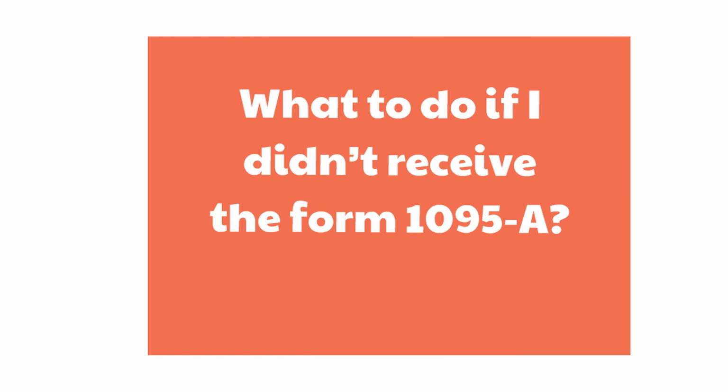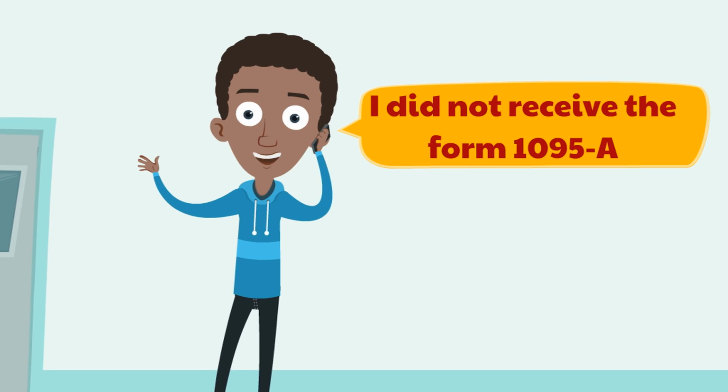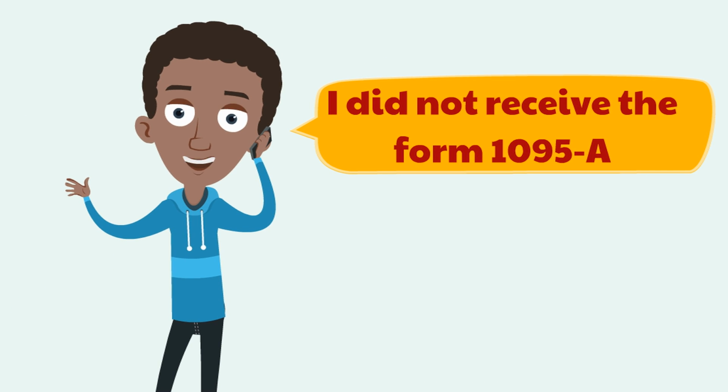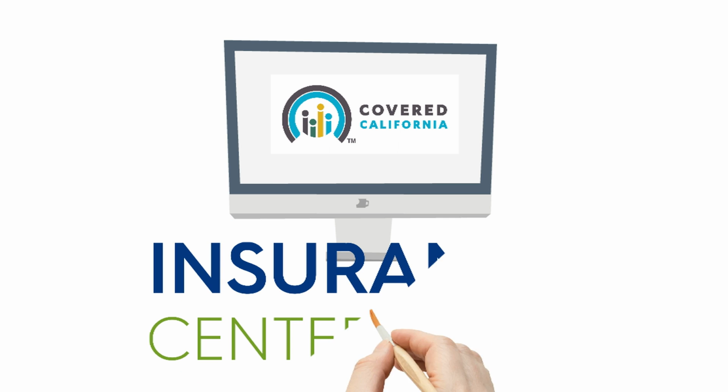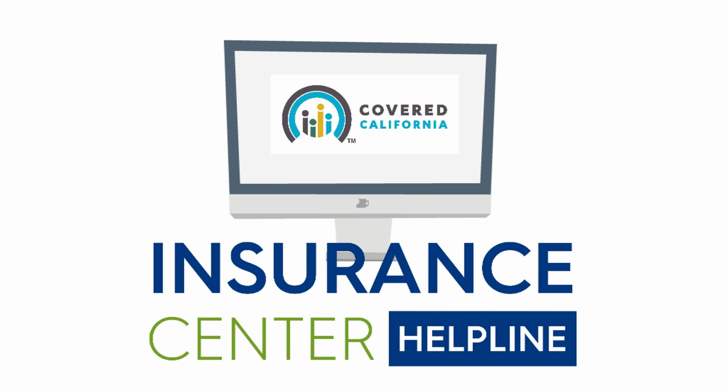What to do if I didn't receive the Form 1095A? If you have not received the Form 1095A in the mail or in your Covered California account, complete the dispute form or contact the Covered California representative. If you are working with an agent, the agent might help. If you don't have an agent, feel free to reach us. We might be able to help you.